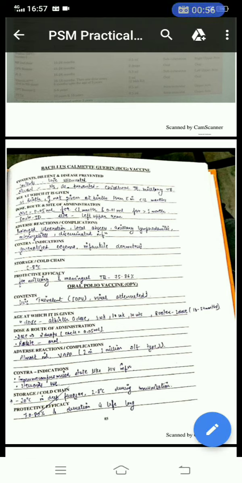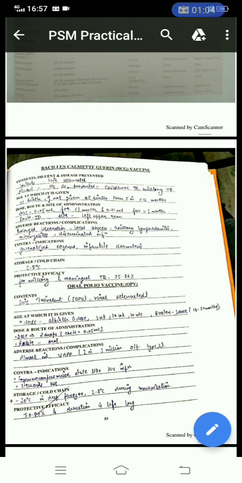So this is the next video in the series of PSM Practical for third MBBS professional exam. In this video we will learn about immunization spots. In immunization spots, you will be given a vaccine and you have to tell about its contents, diluent, disease prevented, age at which it is given, dose, route and site of administration, adverse reactions or complications and contraindications, and storage or cold chain and protective efficacy. So you have to tell all that.